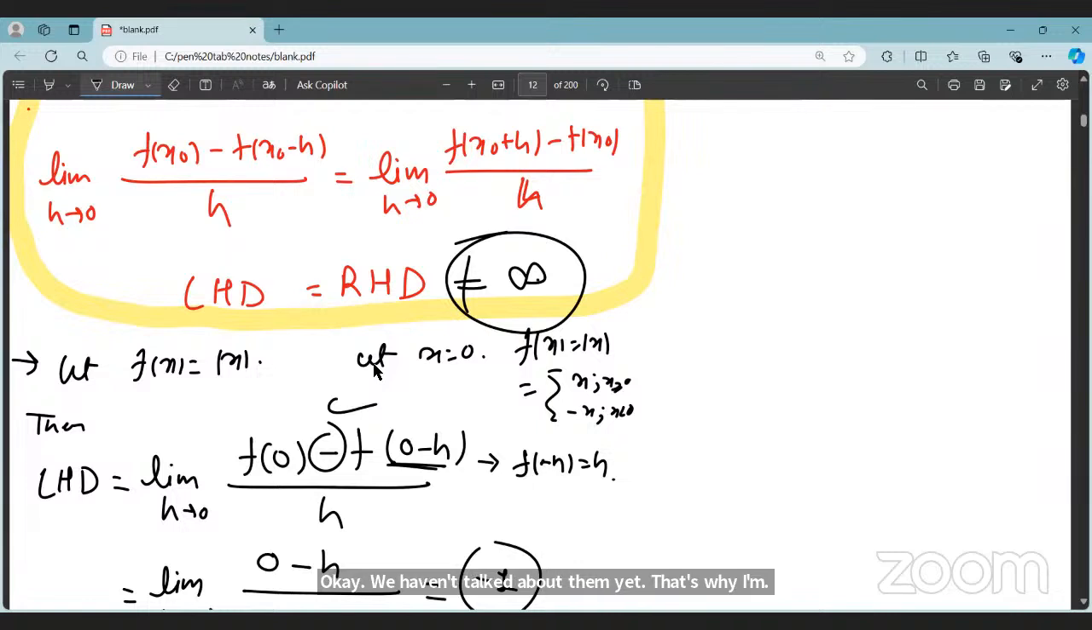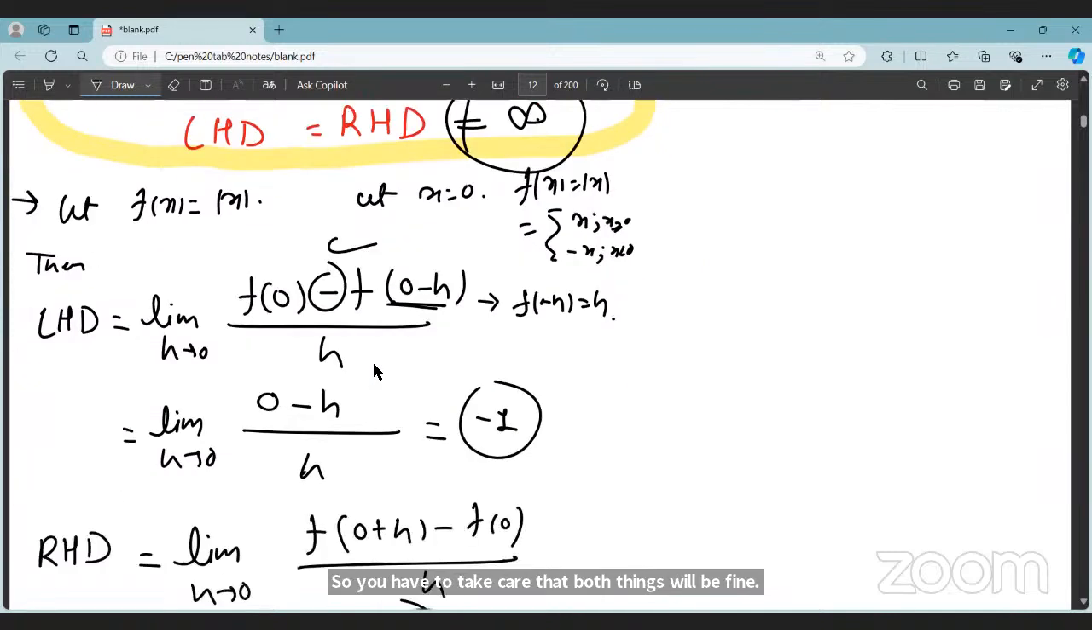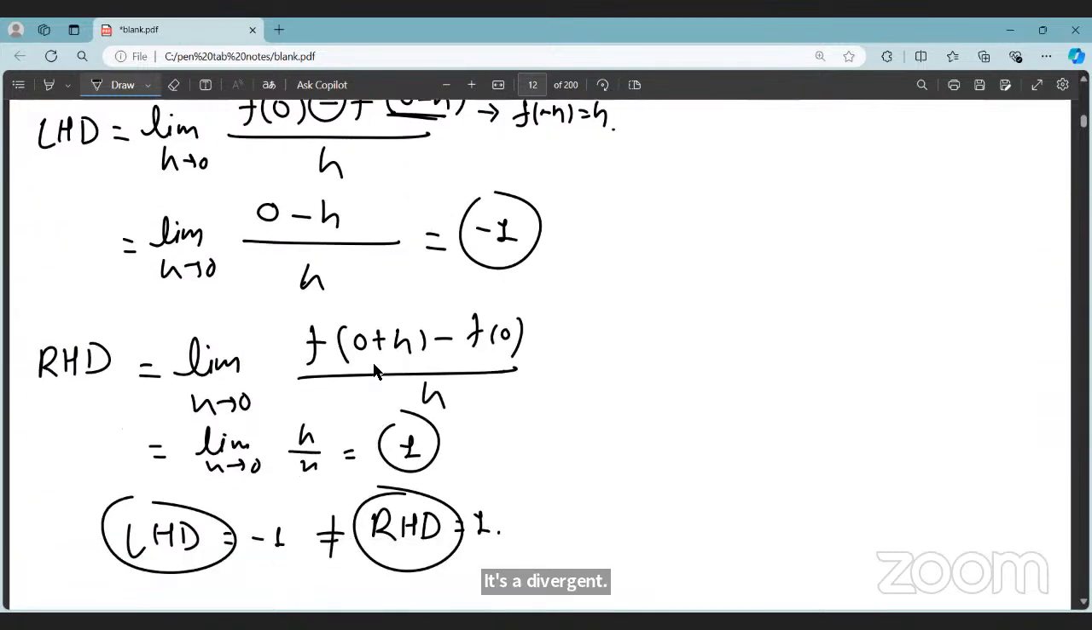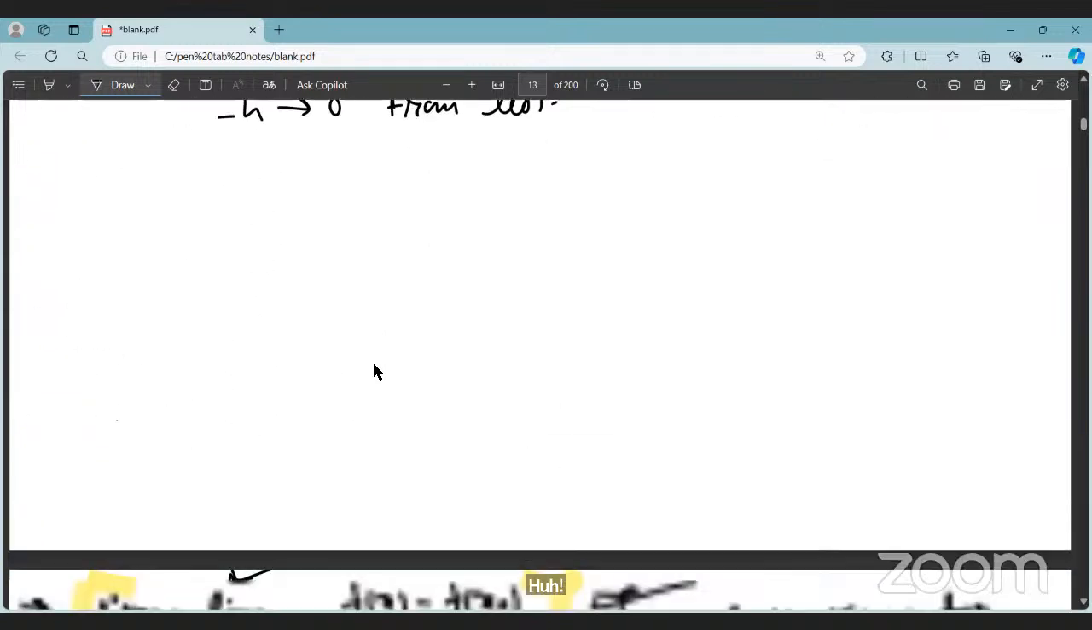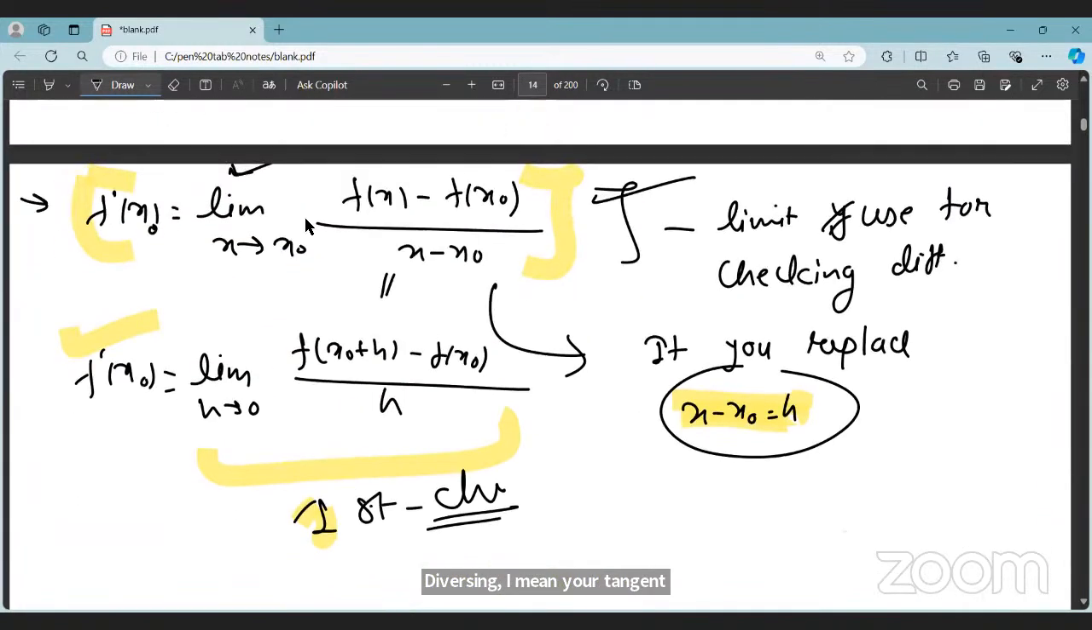So you have to take care that both things will be fine. It's divergent. Diverging. Your tangent will become parallel to the y-axis. So such kind of thing happens. That's why we say that. The meaning is very simple. LHD is infinite, RHD is infinite. We cannot compare these two infinities to be the same. Yeah, that will be one thing.